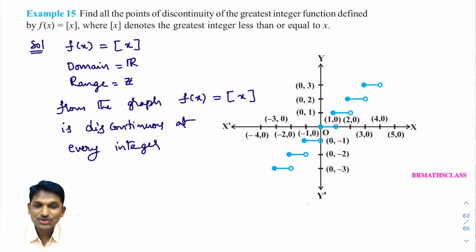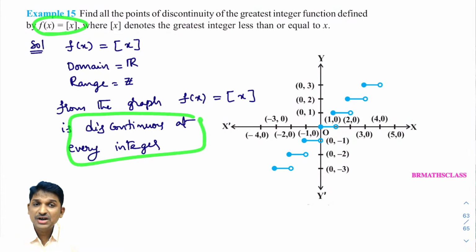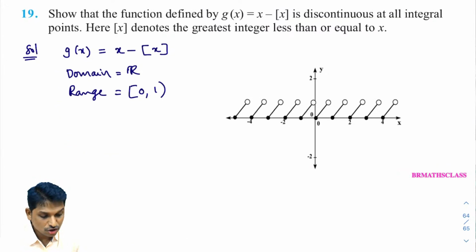That's good. So what we came to know? We came to know that this greatest integer function is discontinuous at every integer. If someone asks what is the continuity of the function at x equal to 4.5, 4.6, then we say that it is continuous at 4.5, but it is discontinuous at every integer.